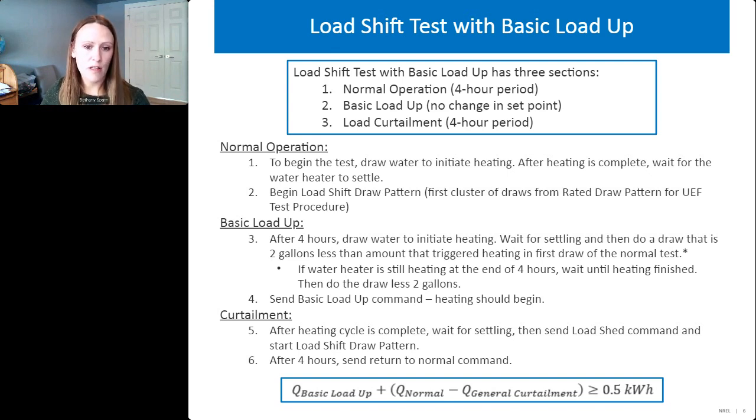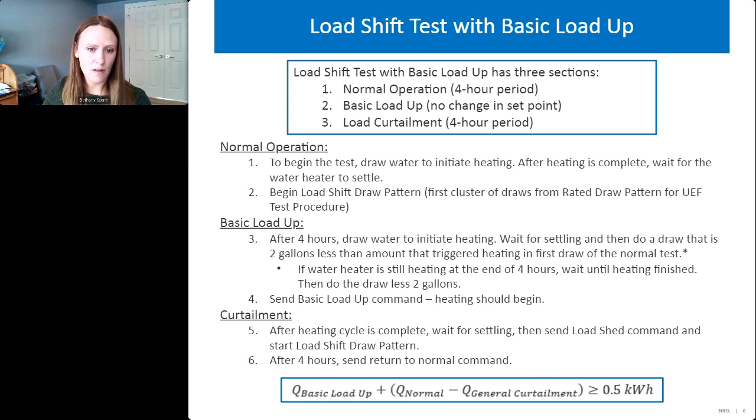Okay, so the water heater has been preheated, has had a little time to settle, and then we start the load shift draw pattern, which is defined as the first cluster of draws from the rated draw pattern in the UEF test procedure. So that begins a normal period, and then after 4 hours, we move on to the basic load up portion. If the water heater is not heating at the end of that 4 hours, you start a draw to initiate heating, wait for settling, and then you do a draw that is 2 gallons less than the amount that triggered heating in the first draw.